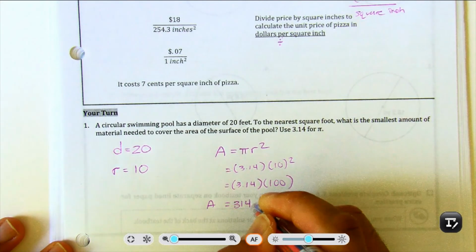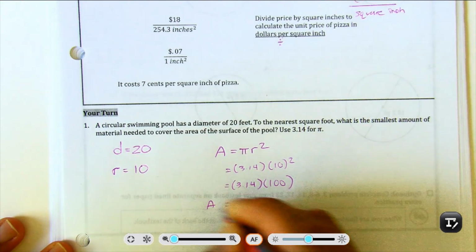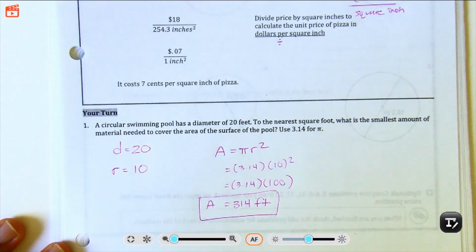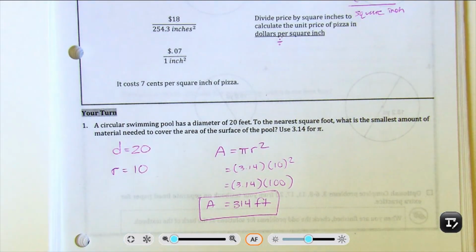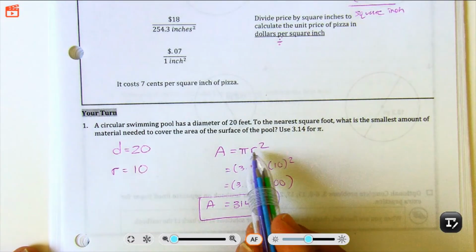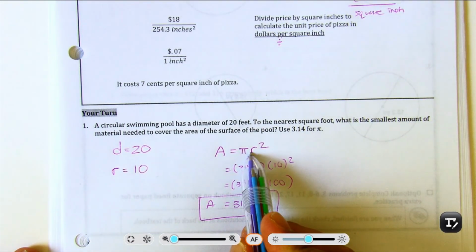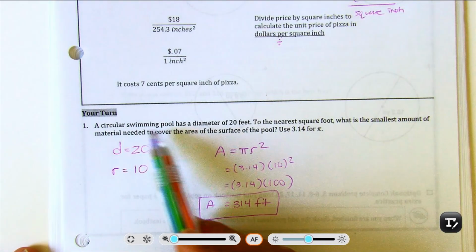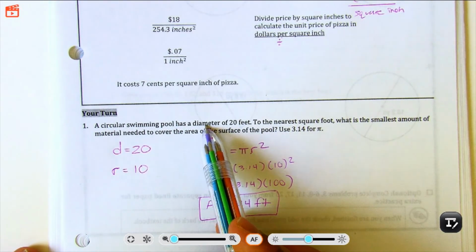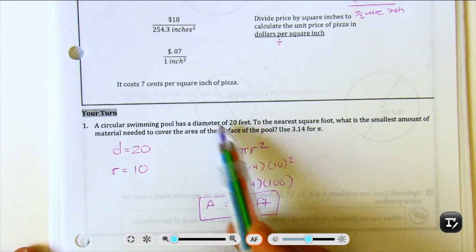A common mistake students sometimes do is they plug in the diameter instead of the radius. So you just have to be careful when you're reading the problem if they give you the radius or the diameter. And so in this problem, they give us the diameter, which we knew we had to cut in half to get the radius.